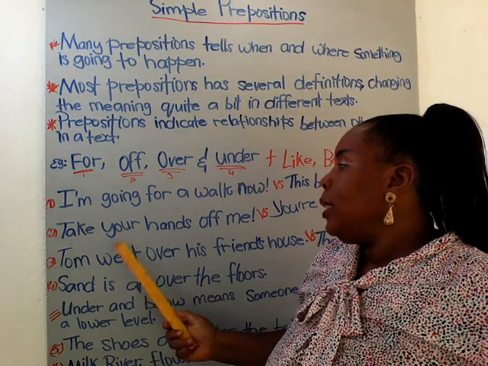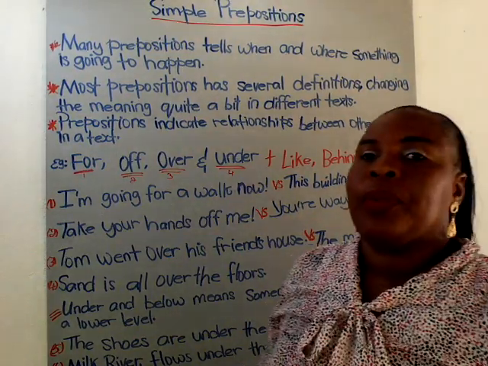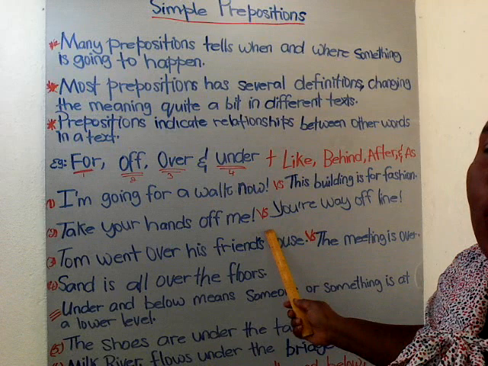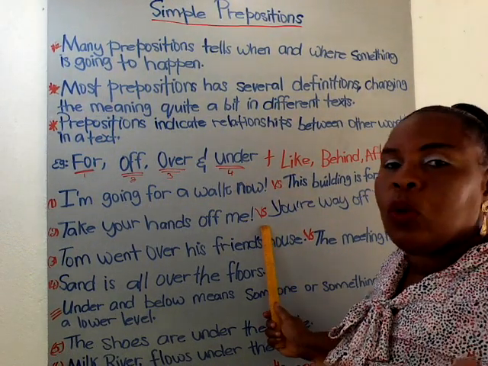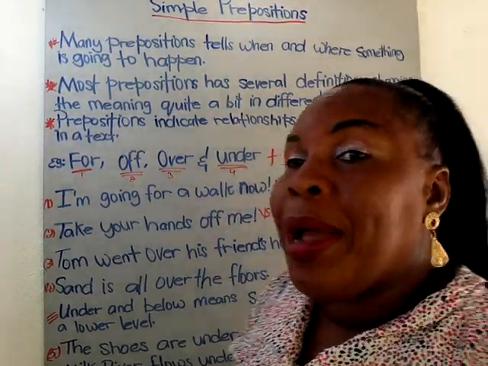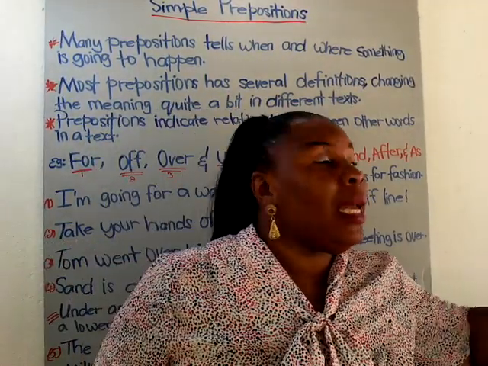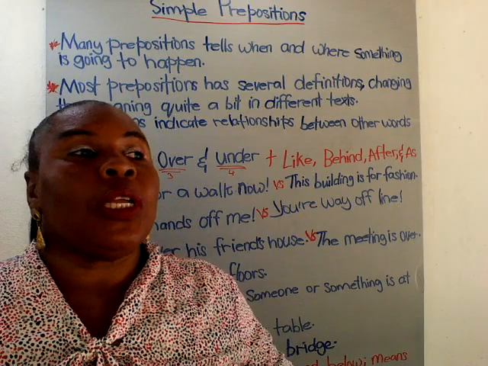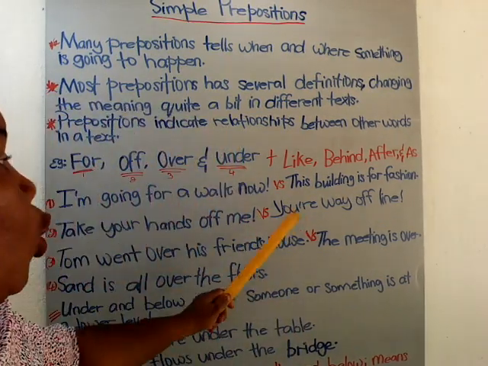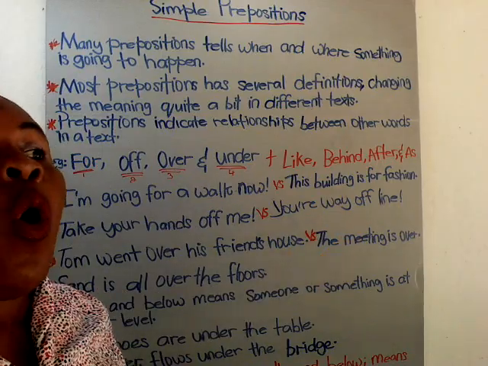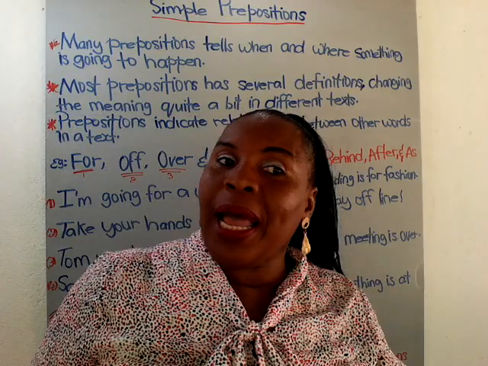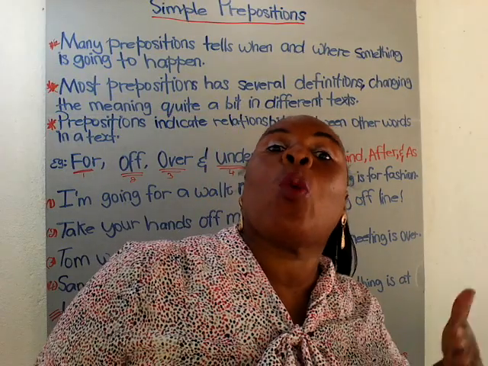Number 2, take your hands off me. Alright? But in what way can you use the word off again? You're way off line. You might be traveling someplace and you miss the direction and you ask somebody for the direction. The person says to you, you're way off line. Or you could be disrespectful to someone and they say you're out of line, or you're off line.